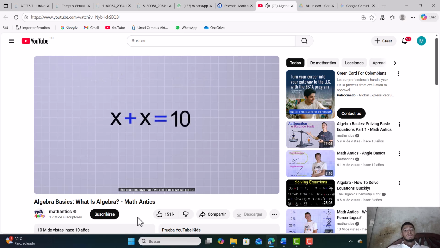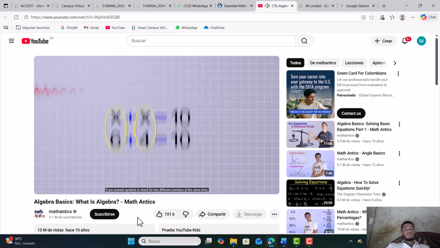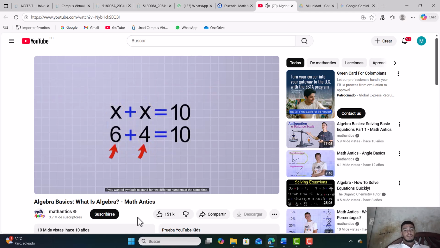This equation says that if we add x to x, we'll get 10. And there's a lot of different numbers that we could add together to get 10, like 6 and 4. But if we had the first x stand for 6 and the second x stand for 4, then x would stand for two different values at the same time, and things could get really confusing. If you wanted symbols to stand for two different numbers at the same time, you'd need to use two different symbols, like x and y.